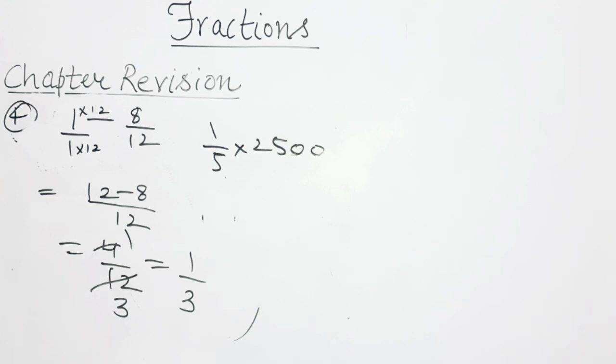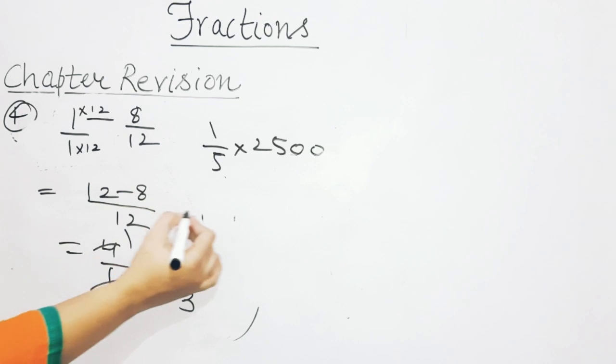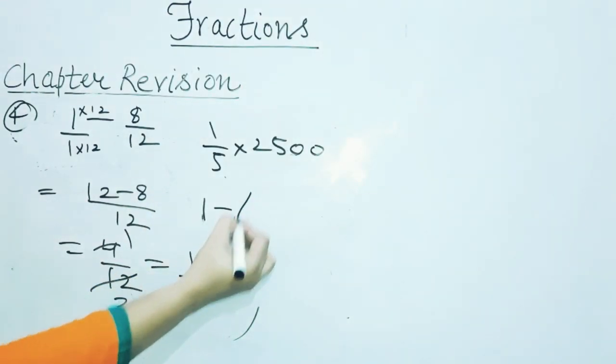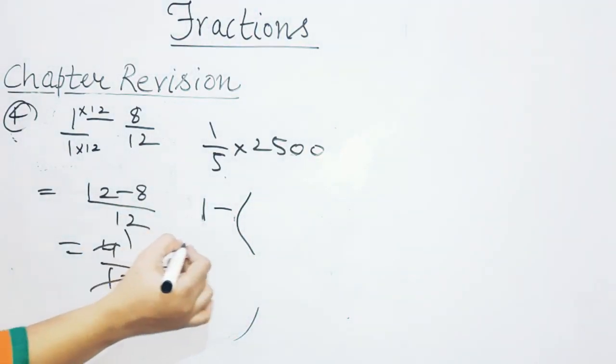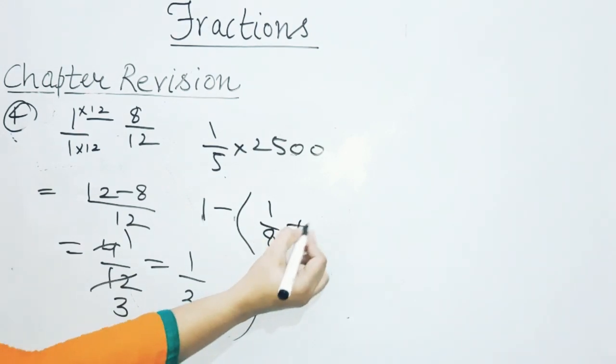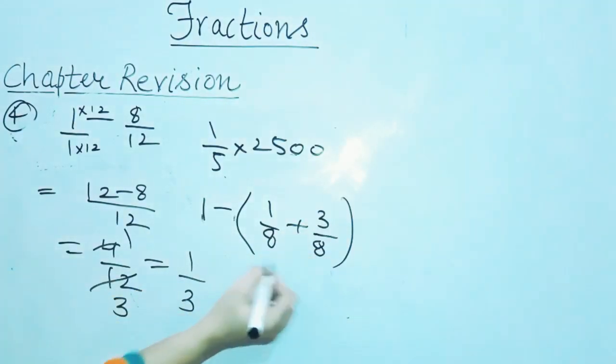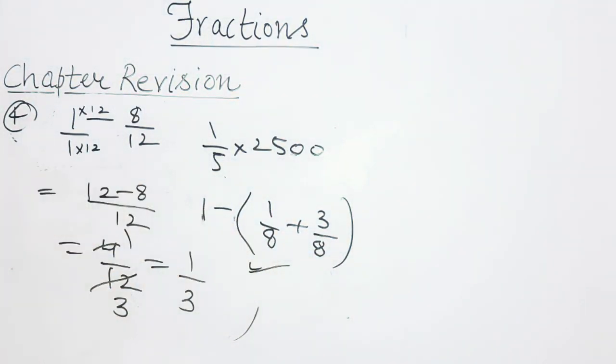Now coming to the next question, that is question number 6. Samira ate 1/8 of her pizza in the morning and 3/8 of her pizza in the afternoon. What fraction of her pizza is left? So what you have to do? Total fraction नहीं पता. 1 minus within bracket 1/8 plus 3/8. You have to solve this and then you will get the answer.